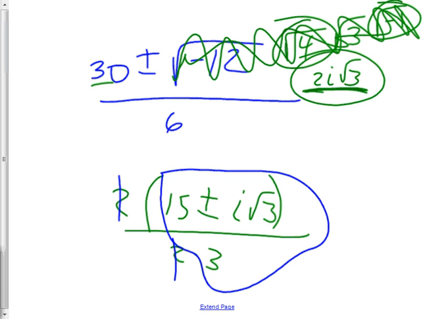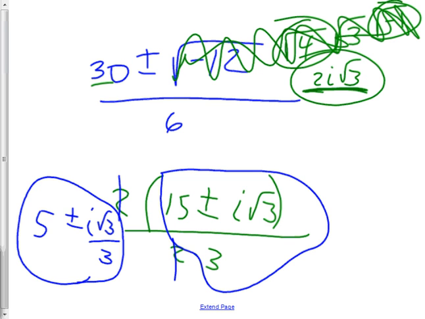Okay, good. Now, did some of you take the extra step and go 15 divided by 3 separately? 15 divided by 3 separately is 5, plus and minus i root 3, but that part hasn't been divided by 3 yet, so we'd say divided by 3. That's also an okay answer, and I like it a little better just because the real part is separated from the imaginary part. And no, you don't have to do that last step.